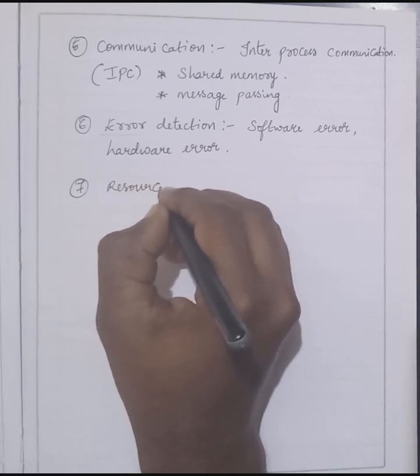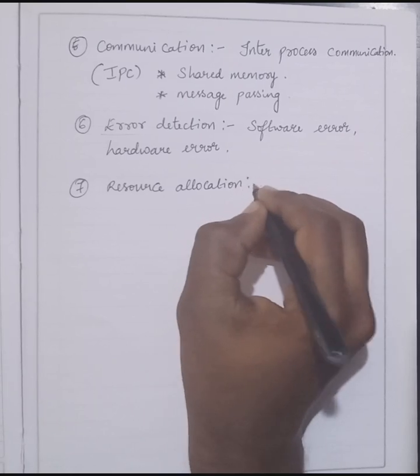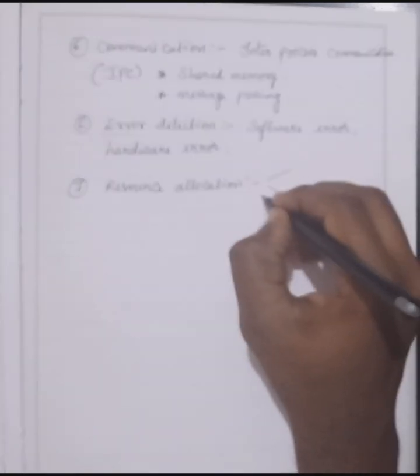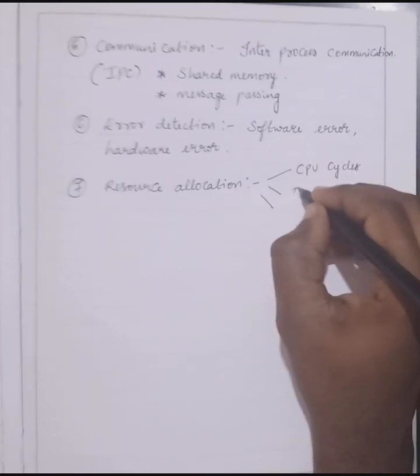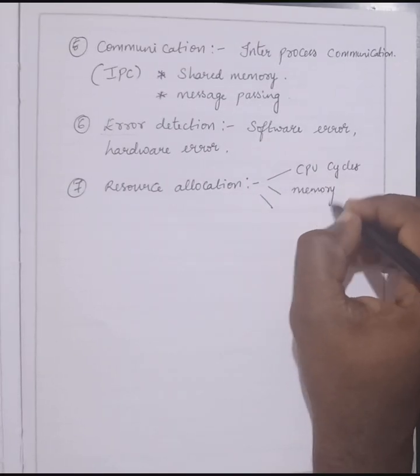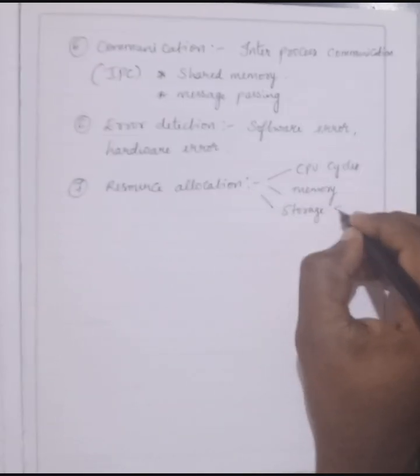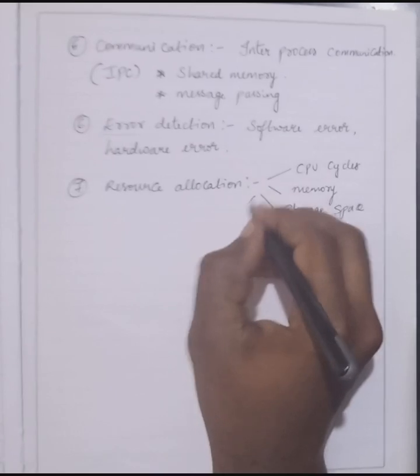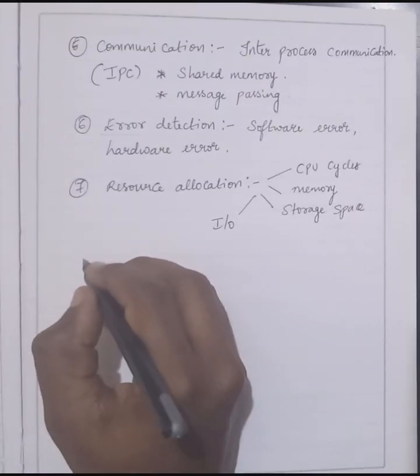Next comes resource allocation. This is one of the major services given by the operating system. Resources are not only files or memory; they can be CPU cycles, the main memory, storage space, the secondary memory, and input output devices. All of this comes under resources, and everything is managed by the operating system.